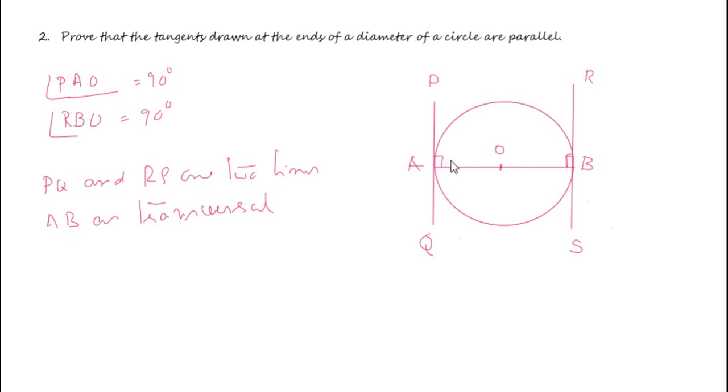Now the sum of the interior angles on the same side of the transversal, that is angle PAO plus angle RBO, that sum equals 90 plus 90 equals 180 degrees. So the sum of the interior angles on the same side of the transversal is equal to 180 degrees. Therefore, PQ is parallel to RS.